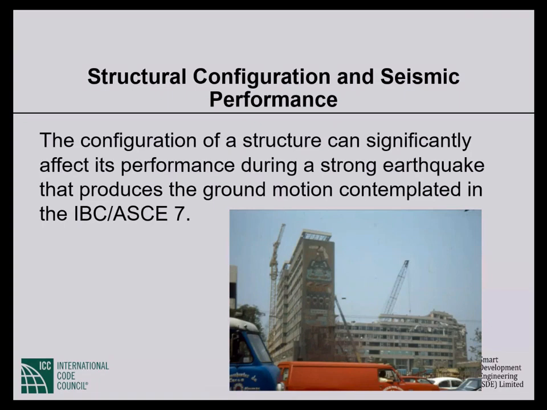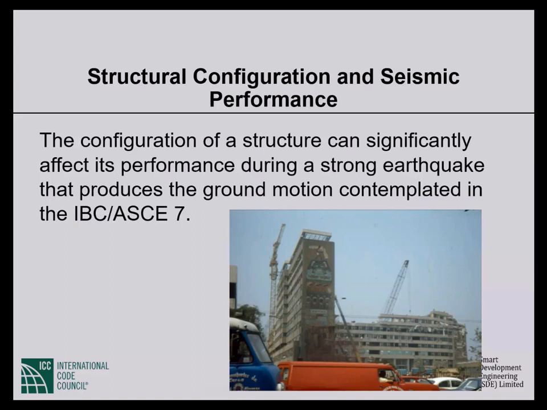The configuration of a structure can significantly affect its performance during a strong earthquake that produces the ground motion contemplated in IBC, ASCE 7 or BNBC 2020. I showed you this building out of Mexico City, 1985 earthquake. The building housed telecommunication equipment, and the damage to the building meant that Mexico was cut off from the rest of the world for quite a while.